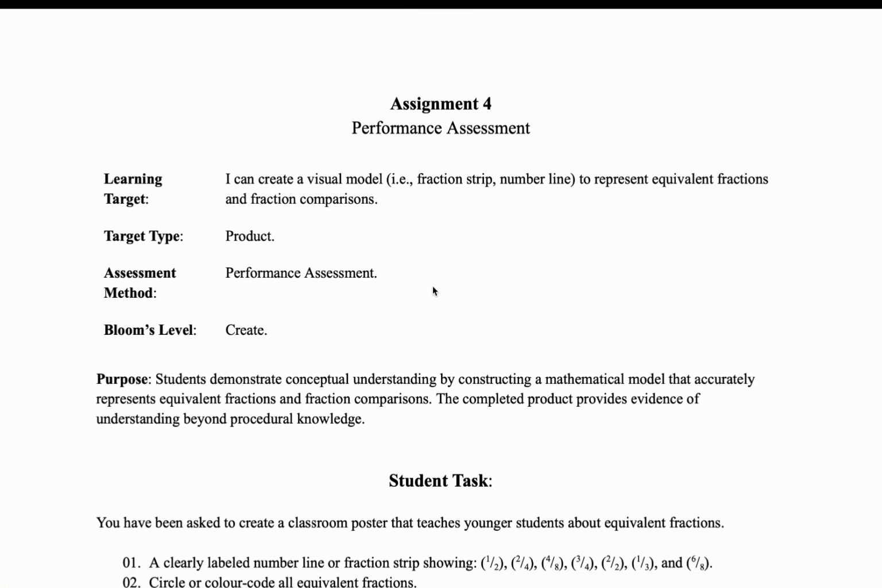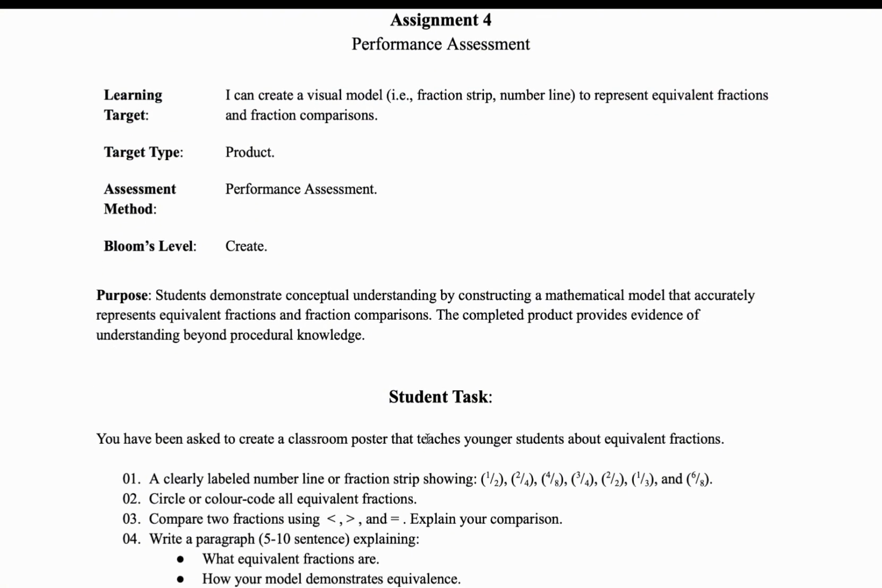And then we have our final assignment, which has the learning target: I can create a visual model, so a fraction strip, a number line, or a pizza, to represent equivalent fractions and fraction comparisons. This is a product-based learning target, so I selected performance assessment, where students need to demonstrate their understanding by creating a classroom poster that teaches others about equivalent fractions.